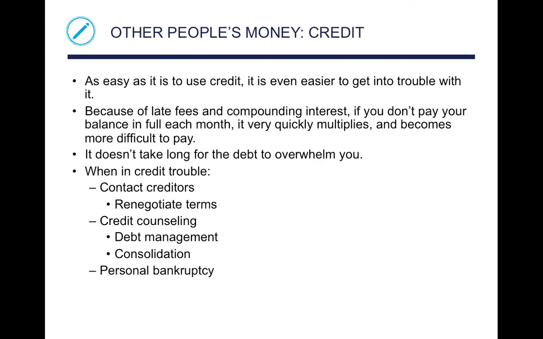Other people's money, credit. As easy as it is to use credit, it is even easier to get into trouble with it. Because of late fees and compounding interest, if you don't pay your balance in full each month, it very quickly multiplies and becomes more difficult to pay. It doesn't take long for the debt to overwhelm you. When in credit trouble: contact creditors, negotiate terms, credit counseling, debt management consolidation, or you can do personal bankruptcy. If it has to get to that point, everybody in the United States is given that get-out-of-jail-free card when it comes to bankruptcy, so that's you getting a clean slate, and there are different types of programs that you can do.